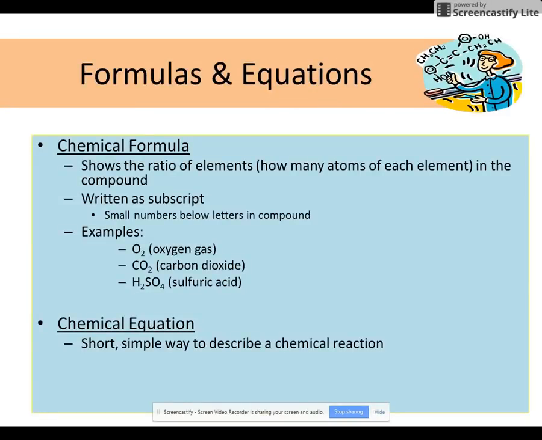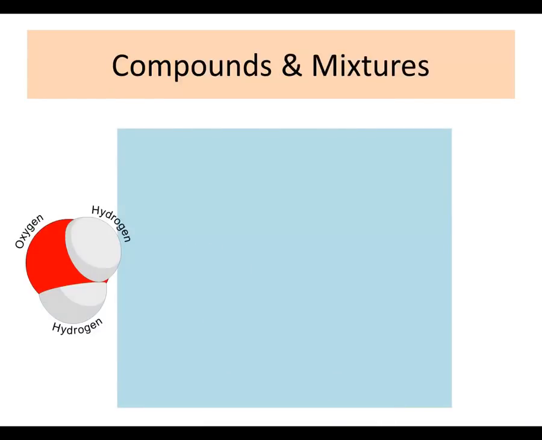Alright, chemical equation. These are just a short, simple way to describe a chemical reaction. It uses symbols and formulas instead of words, like C plus O2. So carbon plus oxygen gas equals CO2. Compounds and mixtures.